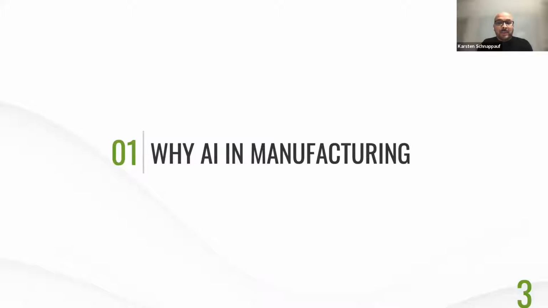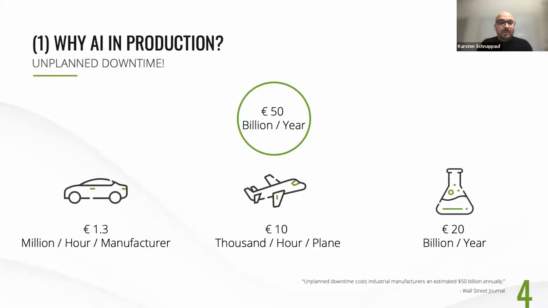And of course, with all the buzzwords, hypes, and highly praised technologies in the field of artificial intelligence, the question arises, why AI in manufacturing? If we only let numbers speak, we see a loss due to unplanned downtime of 1.3 million euros per hour per manufacturer in the automotive industry alone. We have a loss of 10,000 euros per hour and per plane in aerospace, and also 20 billion per year in the chemical industry. And in summary, across all industries, the Wall Street Journal found a loss of about 50 billion euros. And from our perspective, there's big potential to reduce this cost and this loss with AI.